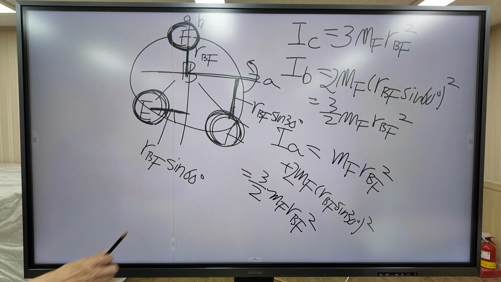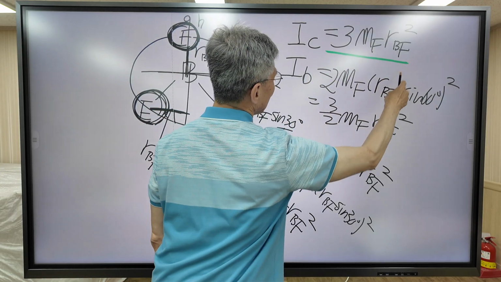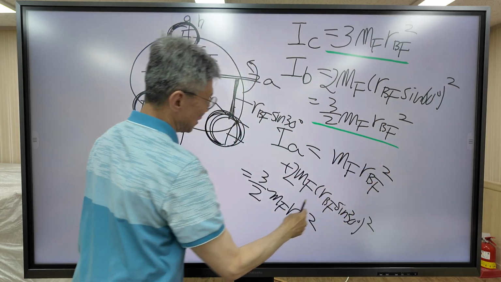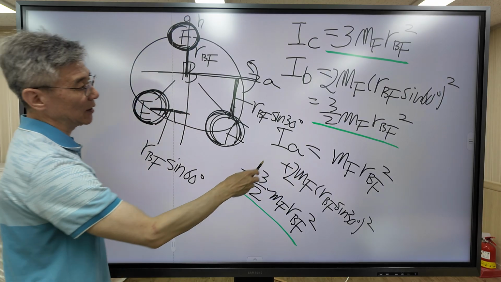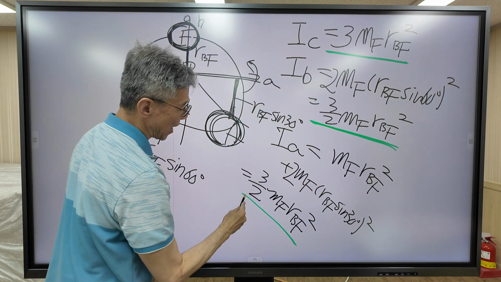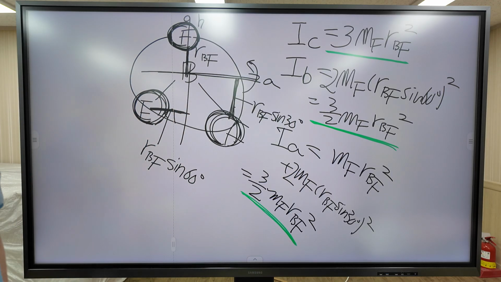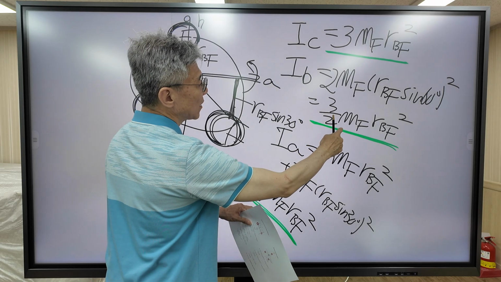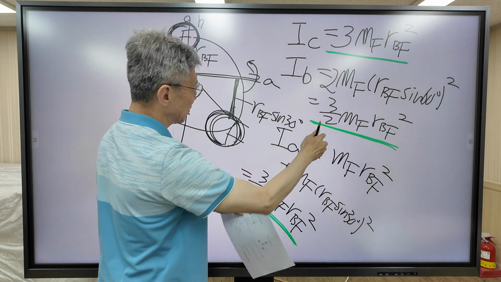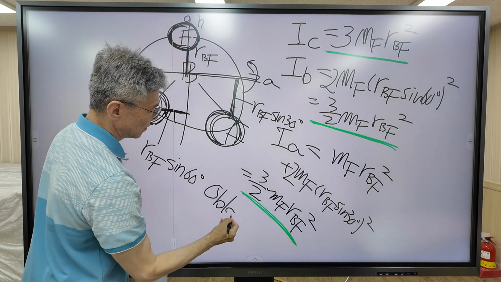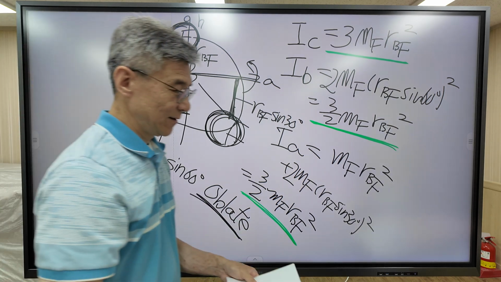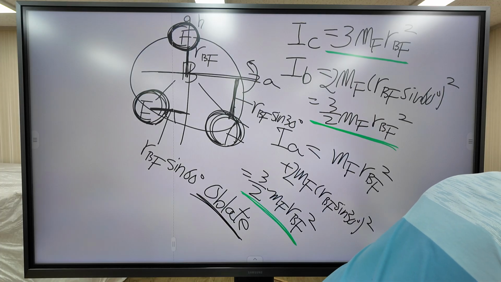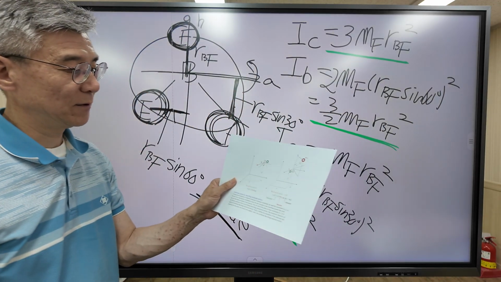So IC is equal to this one, IB is equal to this one, IA is equal to this one. So we show that IB is equal to IA. So this is a symmetric top, and the two smaller moments of inertia are equal. So this one belongs to an oblate molecule. Okay. Now let's move on to the next page.